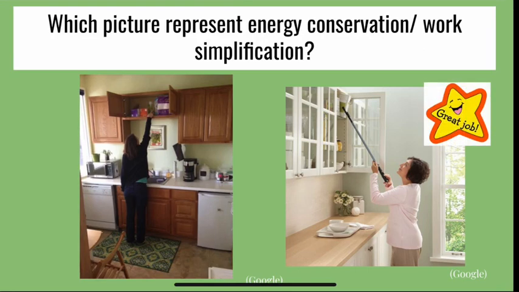That is correct. The lady with the long handle reacher is simplifying her work and conserving her energy by using an assistive device to do more than 70% of the work. With that being said, the lady is also reducing the risk of any falls and stress on her body by not overreaching her shoulders and arms.